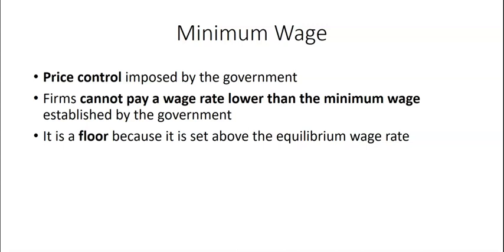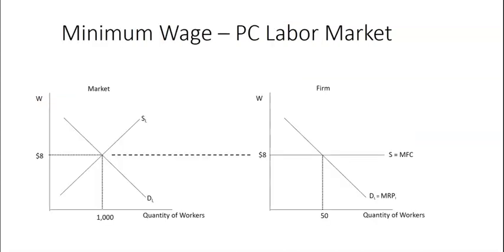What it does is it says that firms cannot pay a wage rate lower than the minimum wage established by the government. Therefore, it is a floor because it is set above the equilibrium wage rate. Because it's set above the equilibrium wage rate, it's a binding floor.